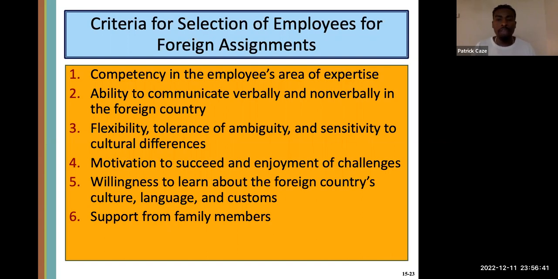Ability to communicate verbally, non-verbally in a foreign country, right? That bit is directly tied to understanding the culture, right?